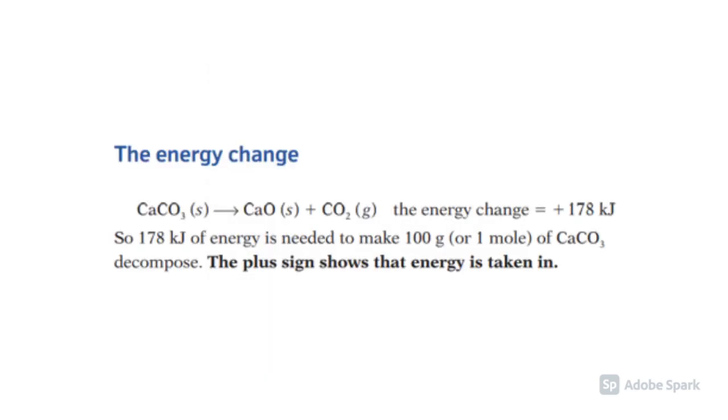In the last reaction that we saw, the thermal decomposition of calcium carbonate, 178 kilojoules of energy is needed to make 100 grams of the calcium carbonate decompose. We can express this by putting a plus sign in front of the 178 kilojoules. The plus sign shows that energy is taken in.